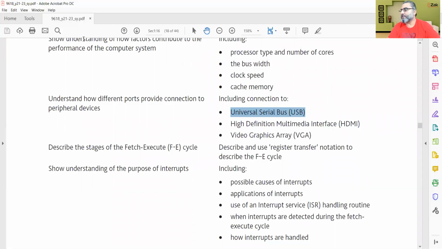All right. So that was USB. Now let's talk about HDMI.